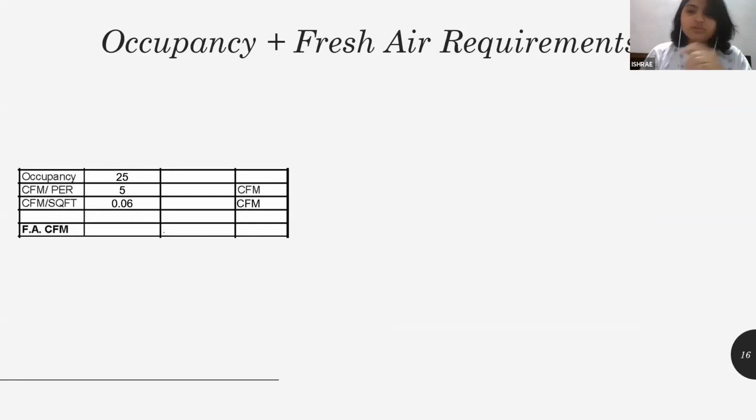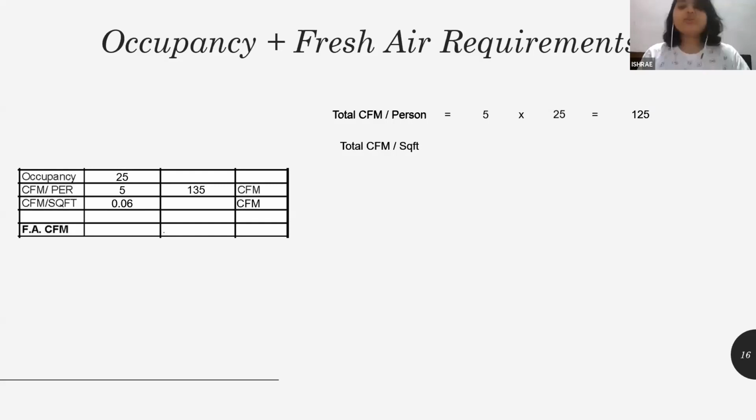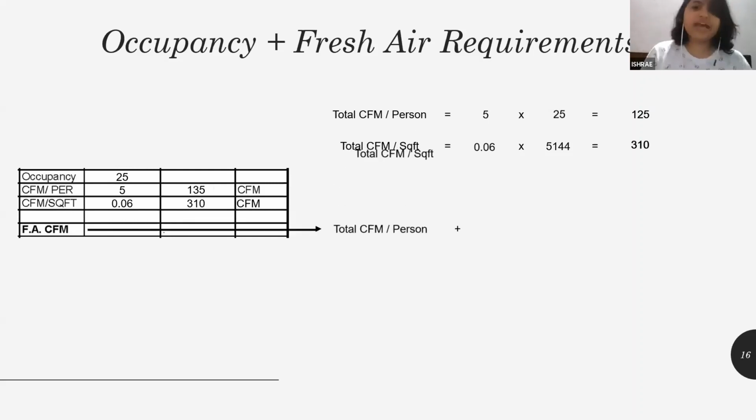How do we calculate the total fresh air CFM from both of these? Basically, the total fresh air CFM will be CFM per person into the number of people. We'll get the value, we add it. CFM per square feet into the area, we'll get the total CFM per square feet. Together, when we add CFM per person plus CFM per square feet, we get the total fresh air CFM that is required in this space.